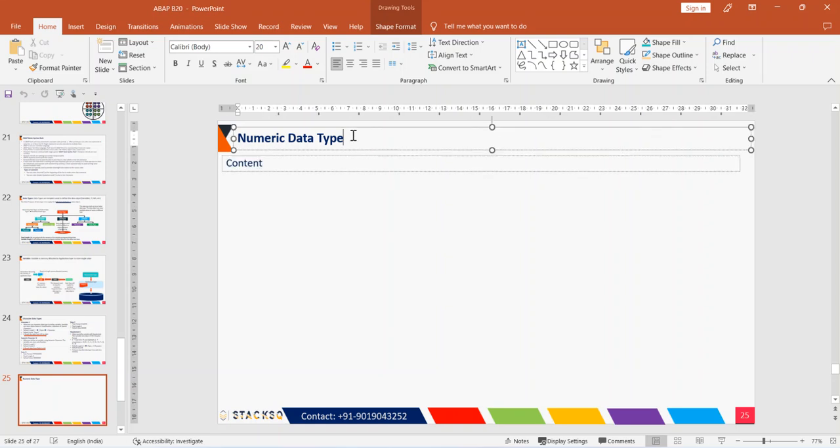So numeric data types are used to store numbers actually. Numbers like if you want to store some counts, or you want to store amount or quantity, any numbers you want to store, in that case you can use numeric data type.